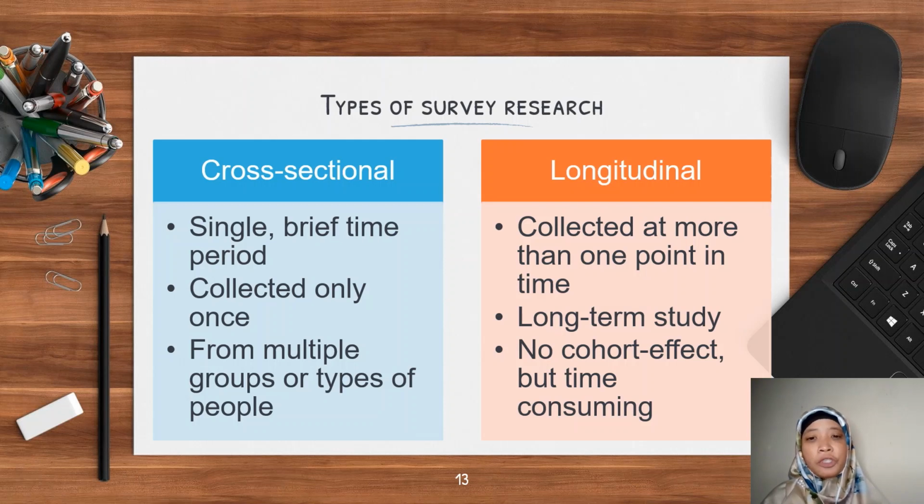But of course, longitudinal will be time consuming. For an undergraduate thesis, you cannot do 10 years of research or 40 years of research, right? So the one thing that we can do is cross-sectional research.